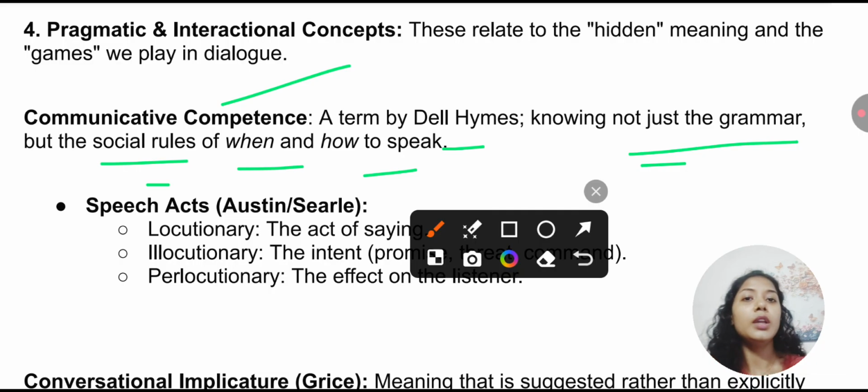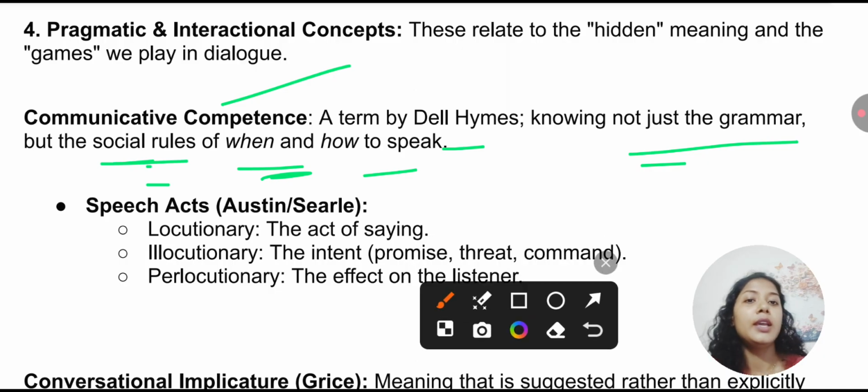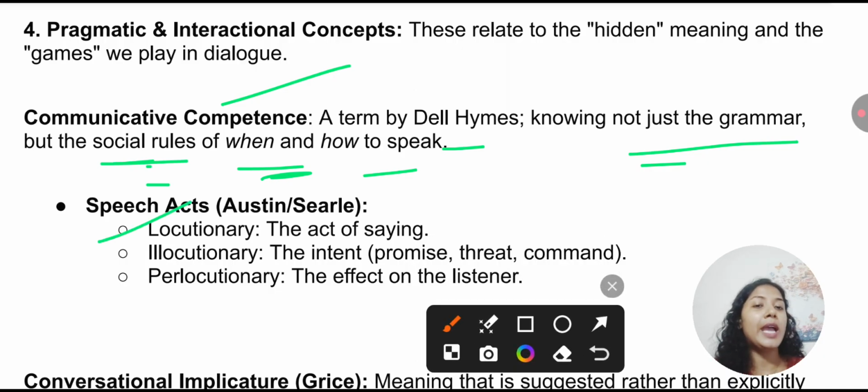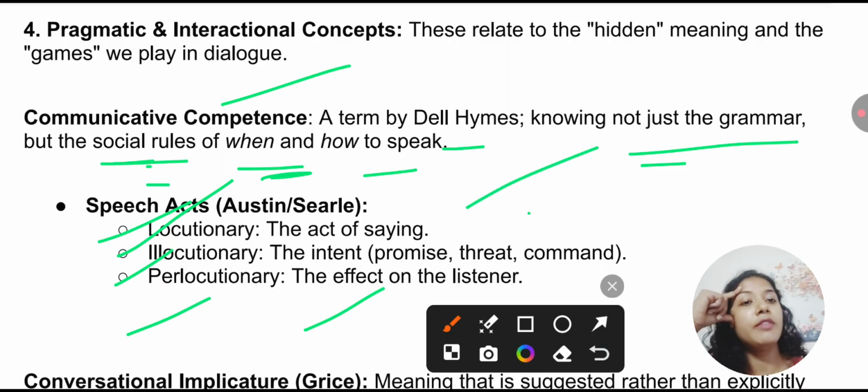Okay. So it is a social rule about when to speak, how to speak, and in which manner to speak. So you will study speech act by Austin and Searle: locutionary, illocutionary, and perlocutionary. Once I start the class, we will see this in MCQ practice.